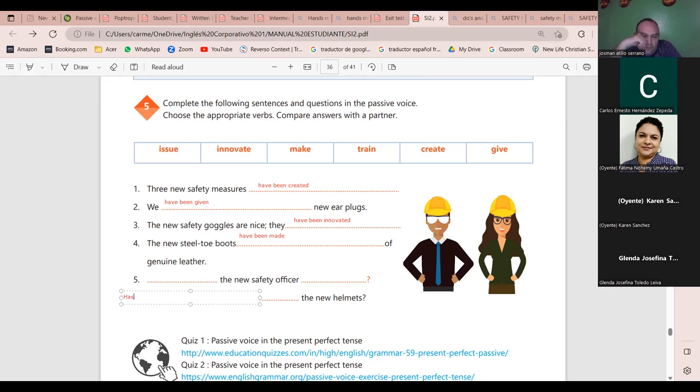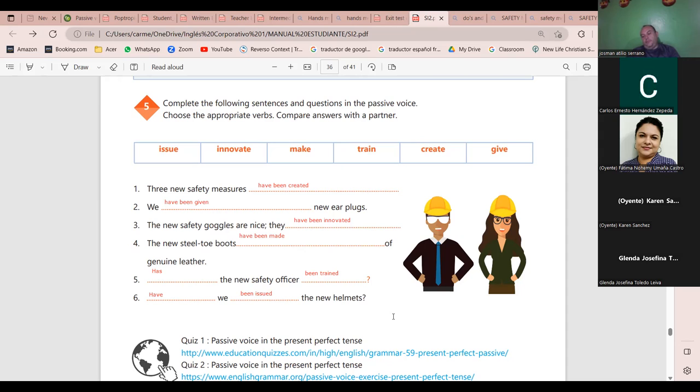Primero sería has. Been. Primero es has, ¿verdad? Yeah. Ahora, been what? Trained. Okay. Now, what about number six? Have or has? Have. Have we been issued the new helmets?